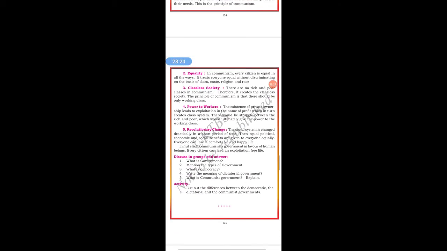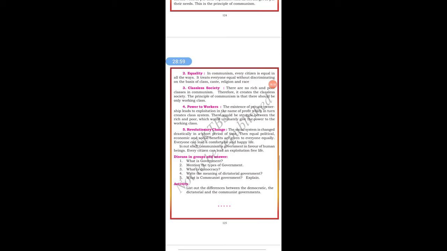Next features we have: equality, classless society, power to workers, revolutionary changes. Students, in communism, every citizen is equal in all ways. It treats everyone equally without discriminating on the basis of class, caste, religion and race. Next we have the classless society. There is no class of rich and poor in communism. Therefore it creates a classless society. The principle of communism is that there should be only working classes, not rich and poor.